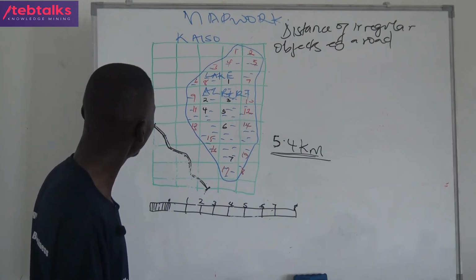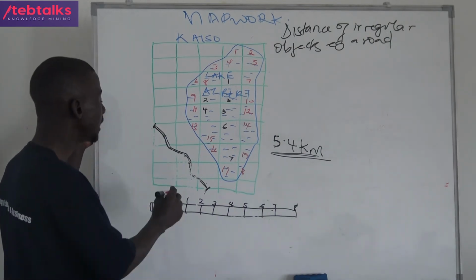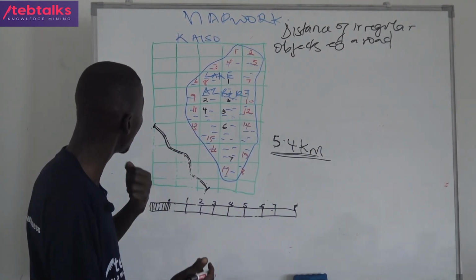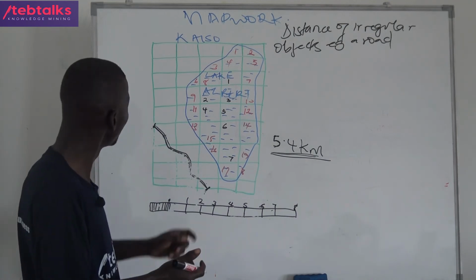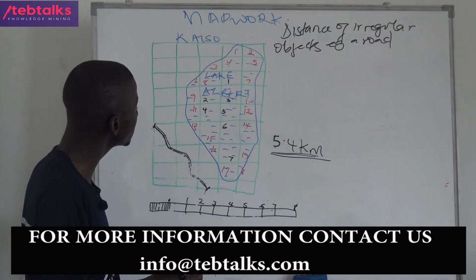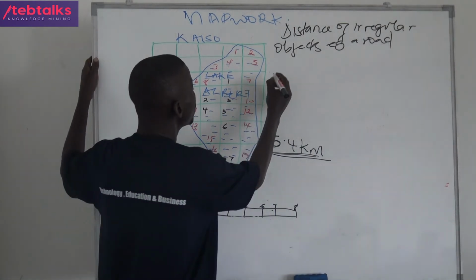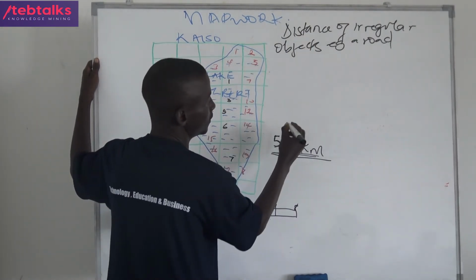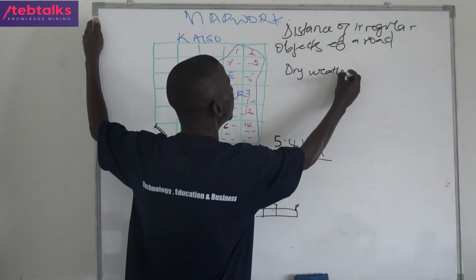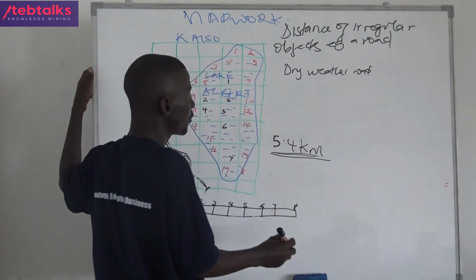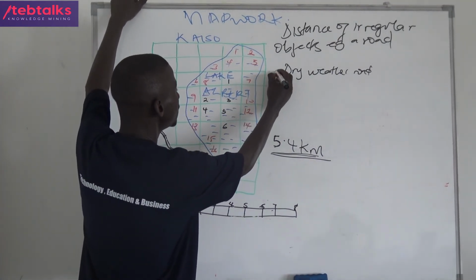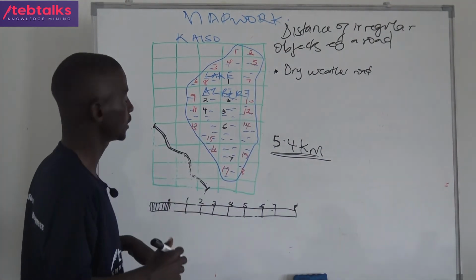Remember, on every map, you should learn the key, because somebody will need you to measure the distance of the road when you don't know how the road looks like on the map. So you read the key clearly, get to know that this is a road, this is what. Remember, we have around 4 categories of roads. There is a dry weather road on the map. The dry weather road is usually black in color, plain black.